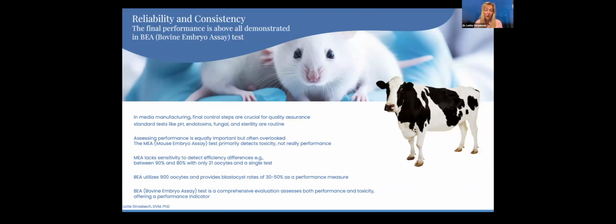Then assessing performance is equally important, and I think it's often overlooked, and therefore I really welcome that more and more are looking towards the BIA test. I think I touched upon how MIA lacks the sensitivity, and again, the huge difference in numbers of oocytes, 21 compared to 900 or more. And then you evaluate both performance and toxicity.